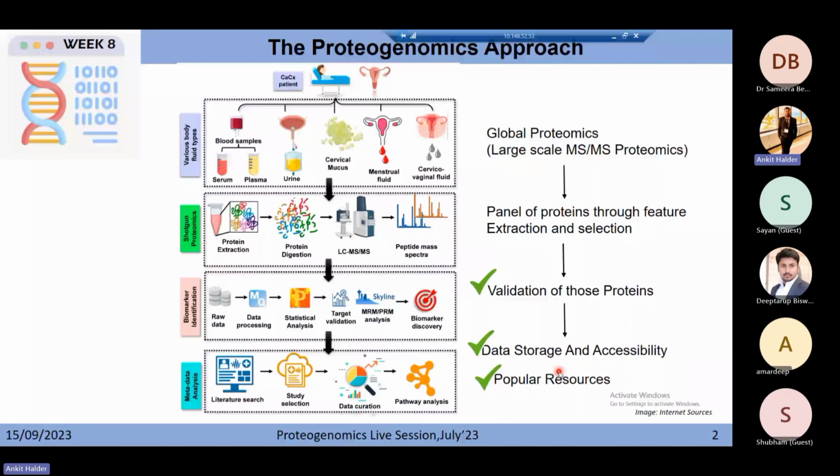For that, there are different popular resources that have been developed and created so that one can go ahead and look into them. So today we will be discussing mostly the different popular resources that are being used heavily for reliable biomarker identification.